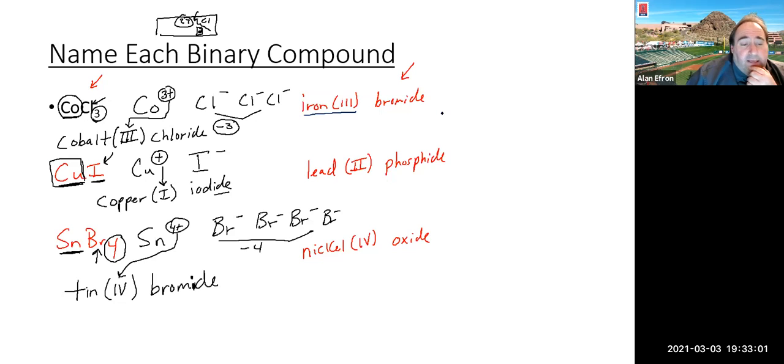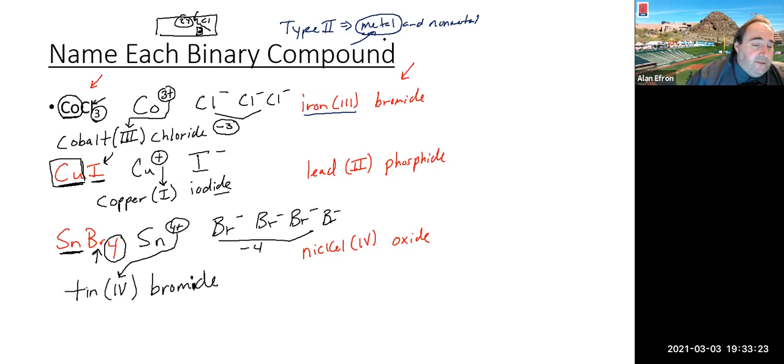If your question is, will they always have Roman numerals? They will if it's a type 2 compound. And a type 2 compound is what we're talking about here. This is a metal and a non-metal. And if you have a metal and a non-metal, it's always the metal that's important in that situation.